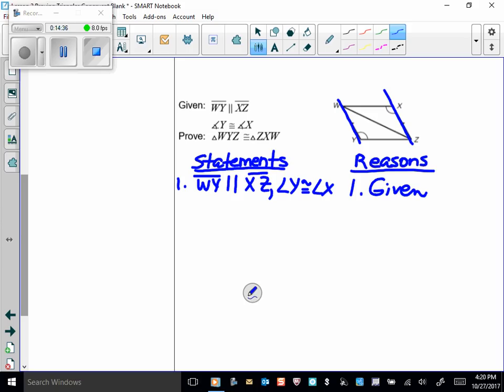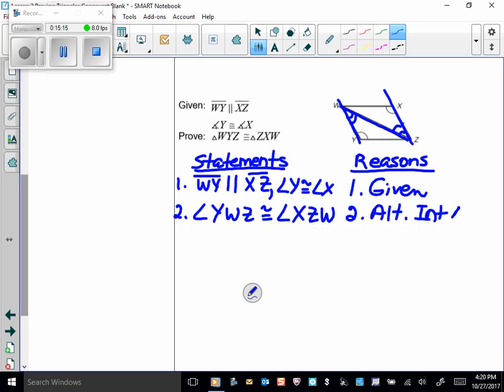Okay, so I've already got an angle. And that's really it. They don't tell me those sides are congruent, but once again, if this is my transversal, then what do I know? I know that this angle is congruent to this angle because again, they're alternate interior angles, so I'm going to go ahead and make that my second step. Angle YWZ is going to be congruent to angle XZW. Watch your order. That's by the alternate interior angles theorem.